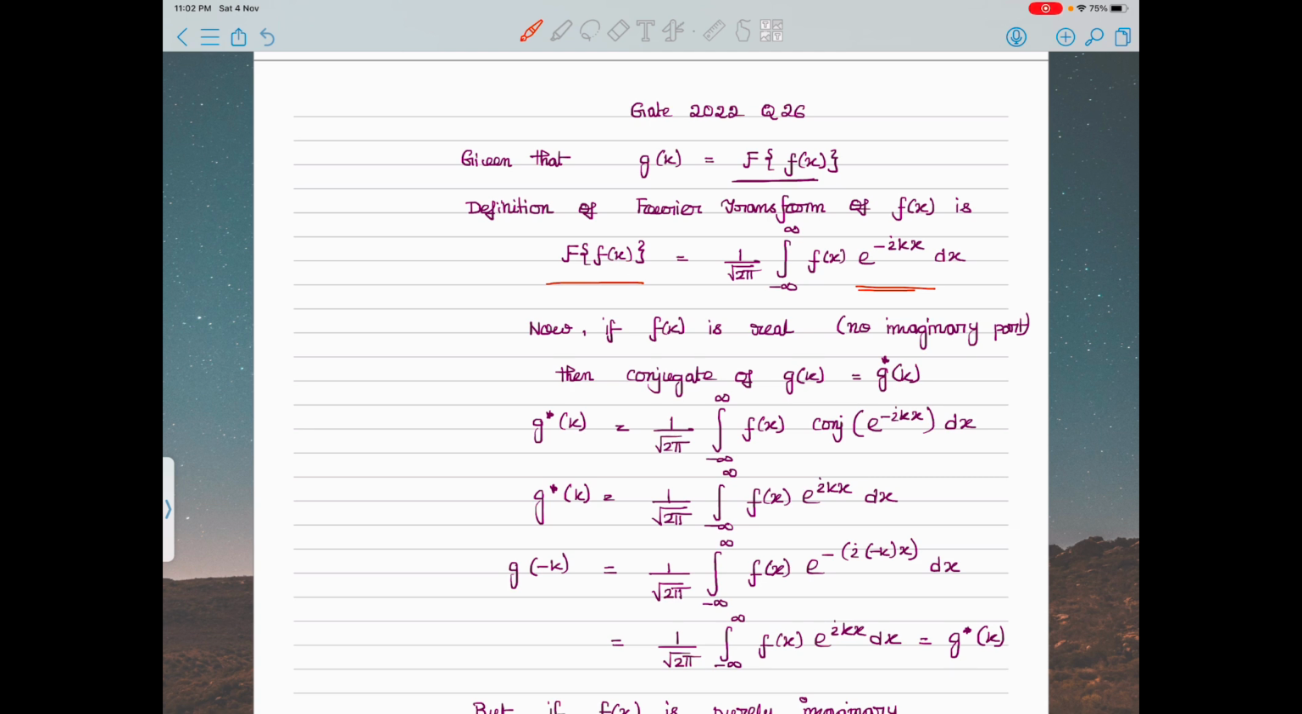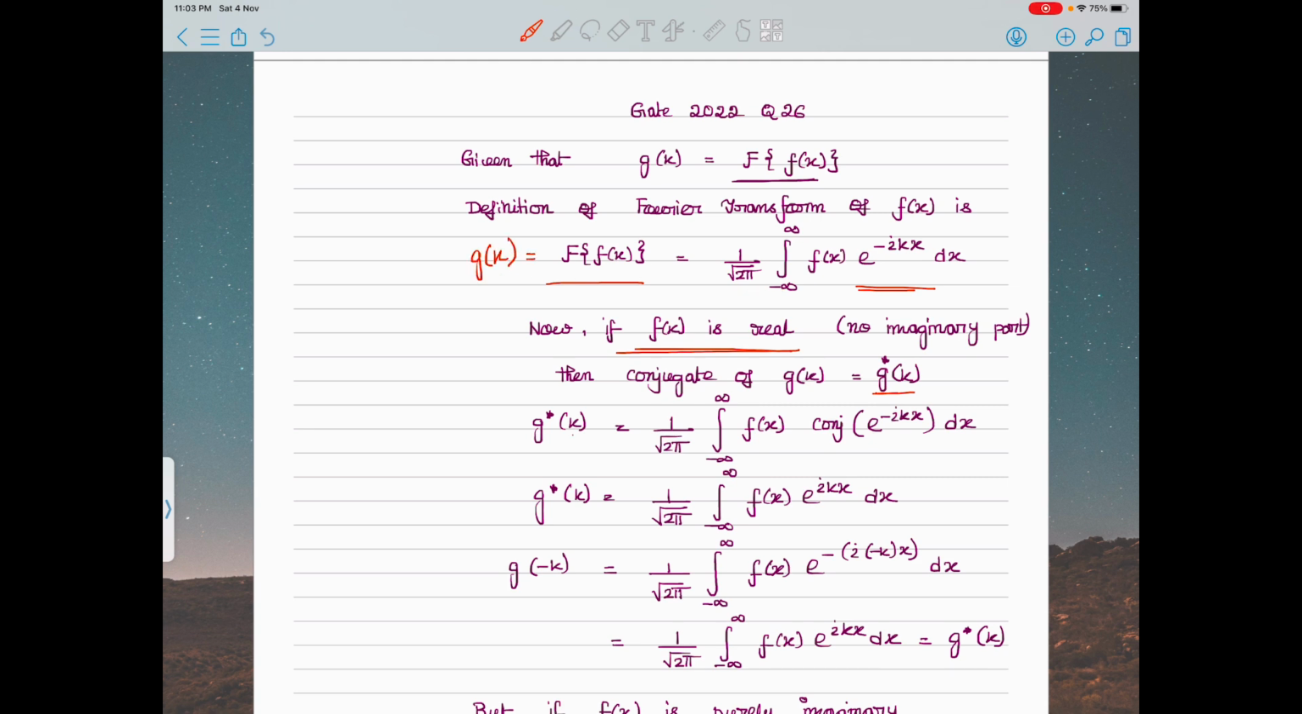Now, since there are two conditions, that f(x) is real or f(x) is imaginary, I have found out two cases. One is that suppose f(x) is real, there is no imaginary part, it's completely real. Then what will happen if the function is real? Then the conjugate of g(k) is g star k as defined in the question. So what will be g star k? g(k) is nothing but the Fourier transform, which is this one.